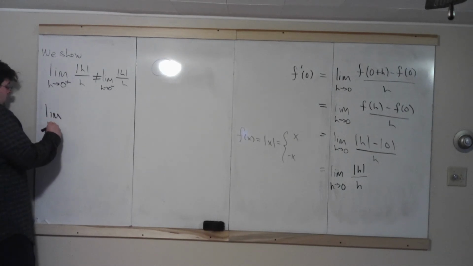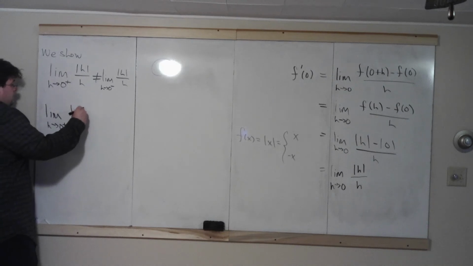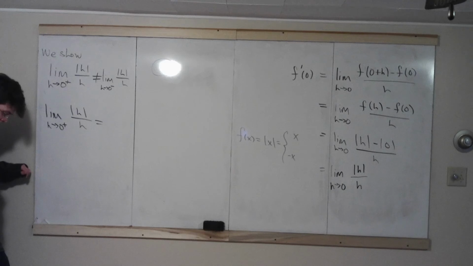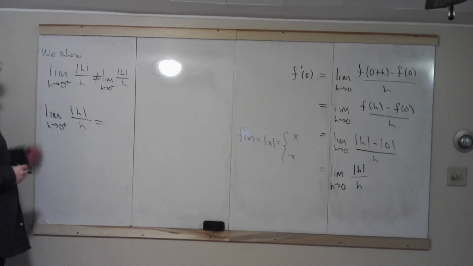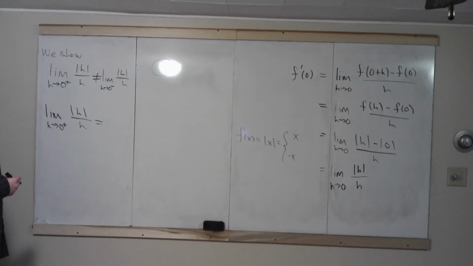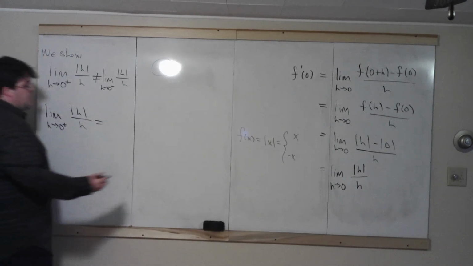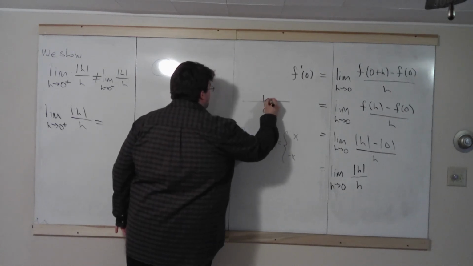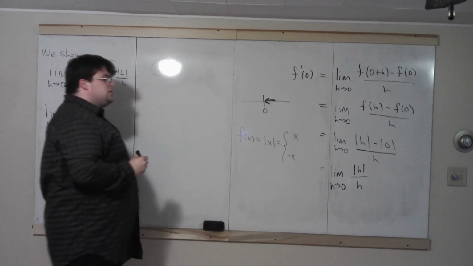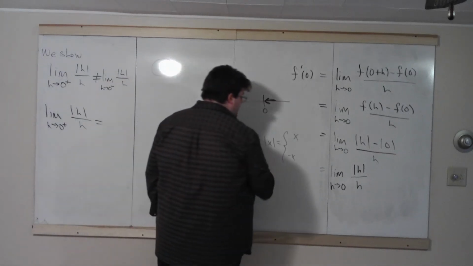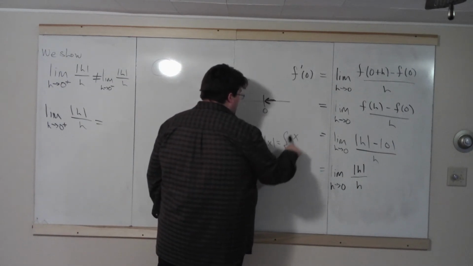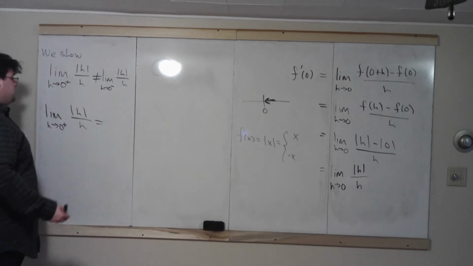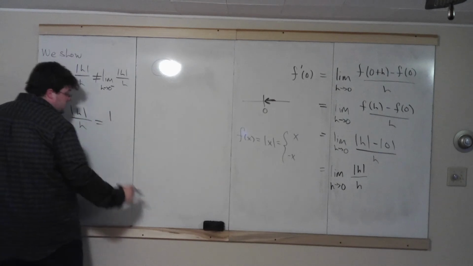Limit as h approaches 0 from the right, absolute value of h over h. Absolute value of h is approaching 0 from the right. H is on the positive side of 0. The absolute value of x equals x on the positive side of 0. So the absolute value of h equals h on the positive side of 0.